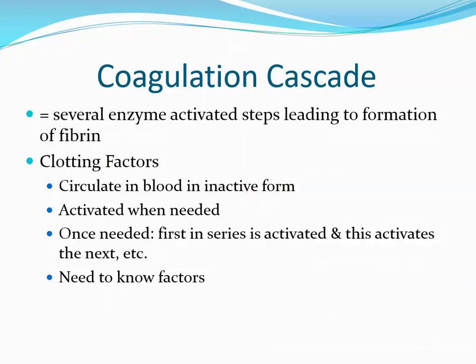The coagulation cascade represents a series of several enzyme-activated steps that ultimately lead to the formation of fibrin. This clotting cascade involves various clotting factors. These clotting factors all circulate in the blood in an inactive form, so they are always present. They will only be activated when they are needed. Once needed, the first in the series will be activated, and then this in turn activates the next, and so on.